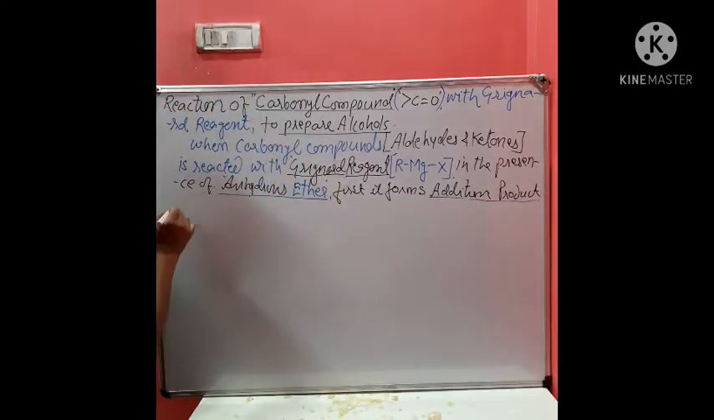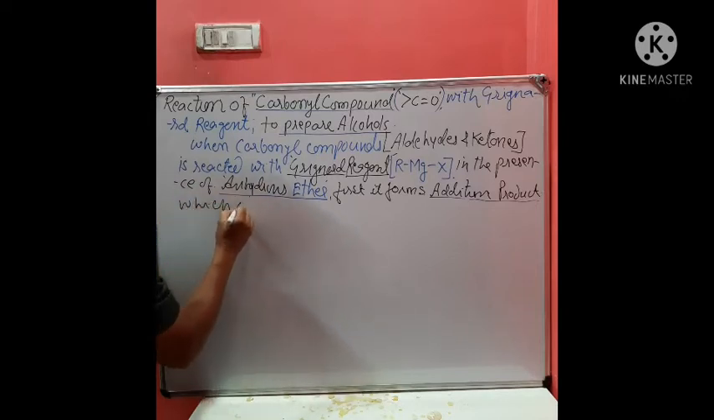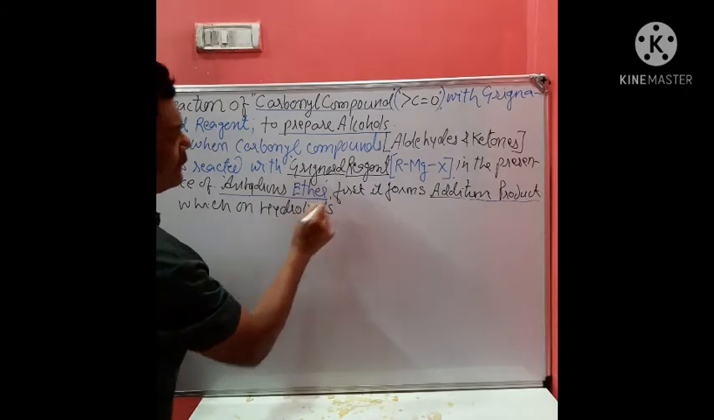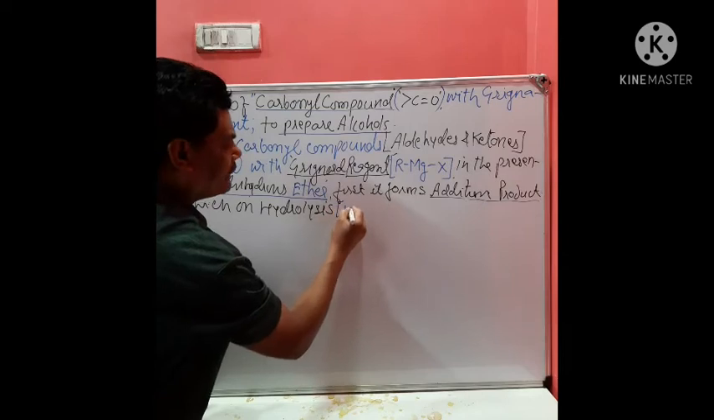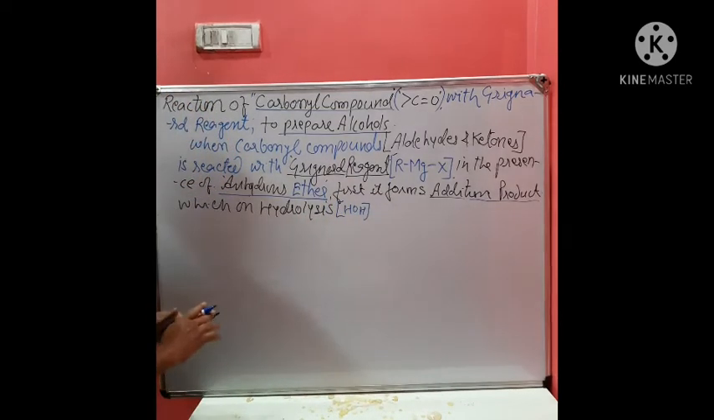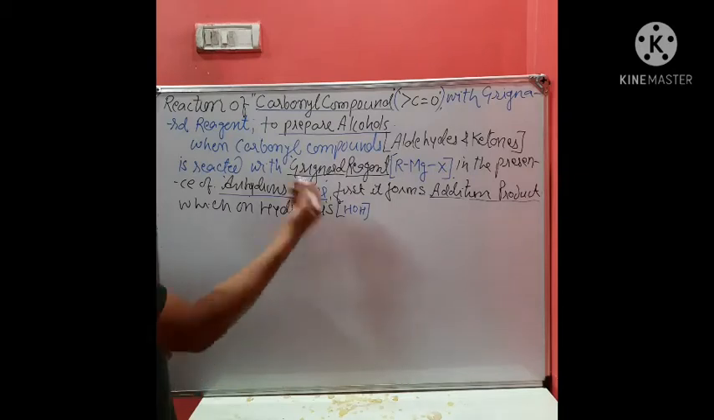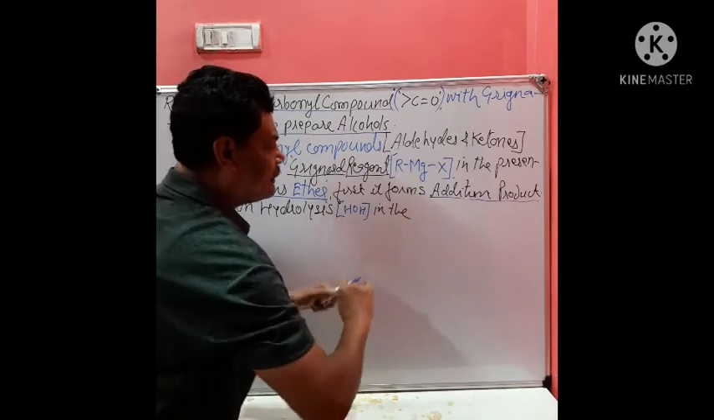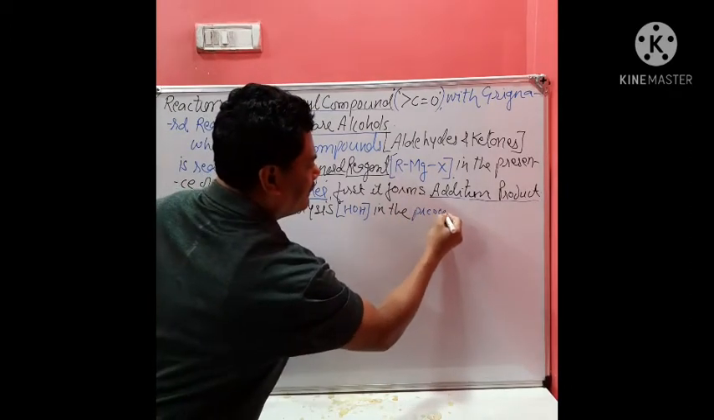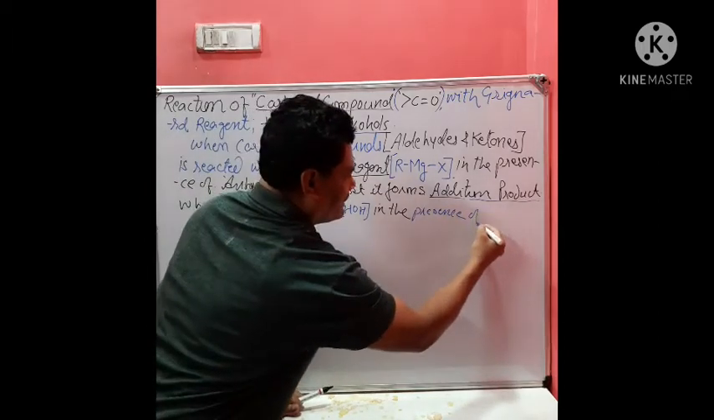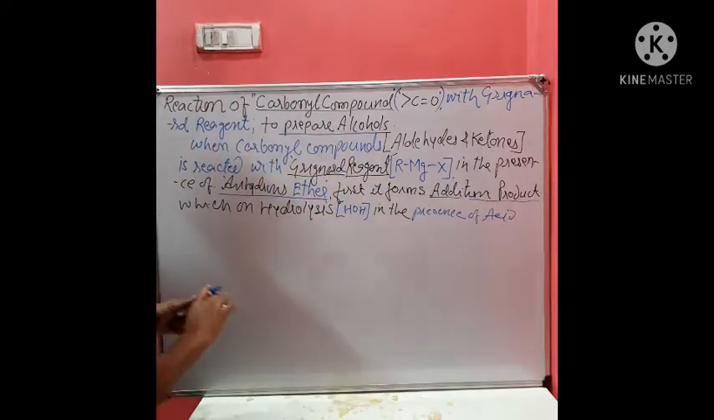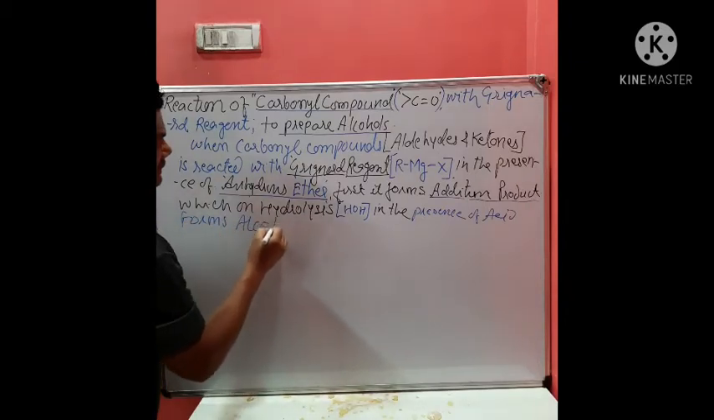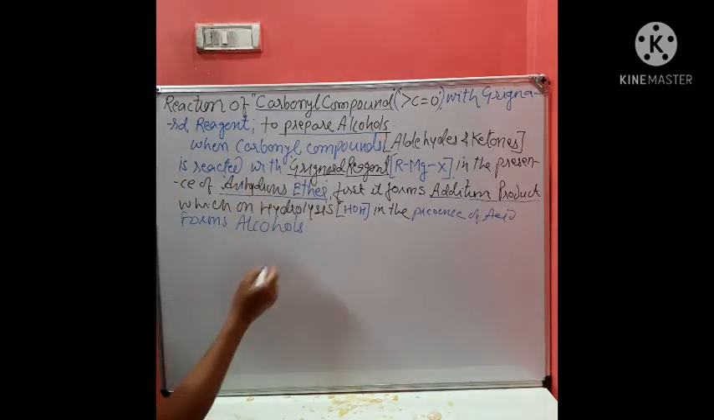Addition product, on hydrolysis, means reaction with what? Water. But you should know one more thing, water is not so reactive. So to make it reactive, again we have to use a catalyst, in the presence of acid, forms alcohols, okay.